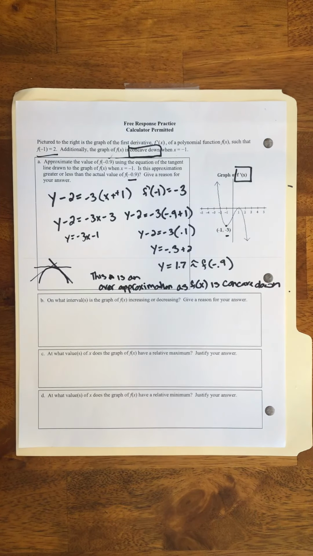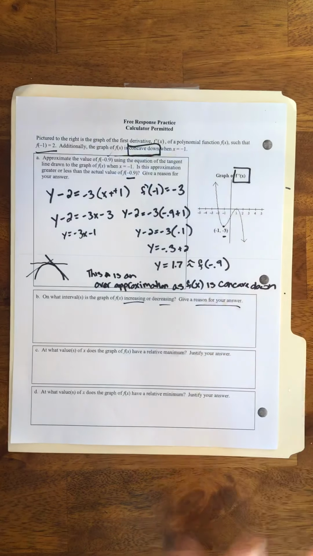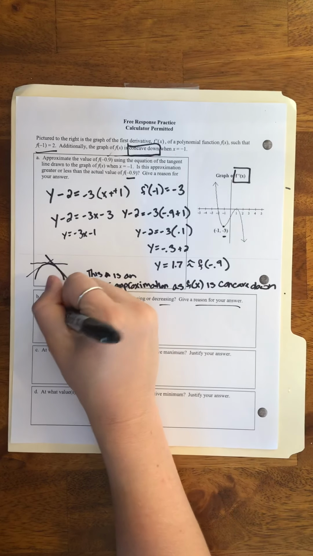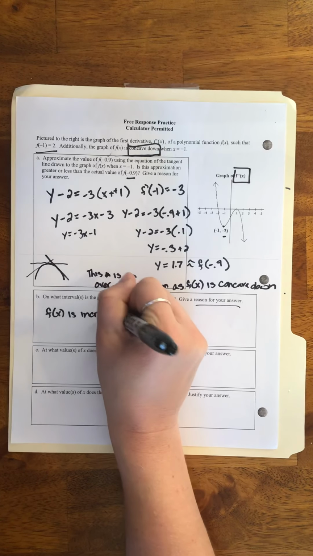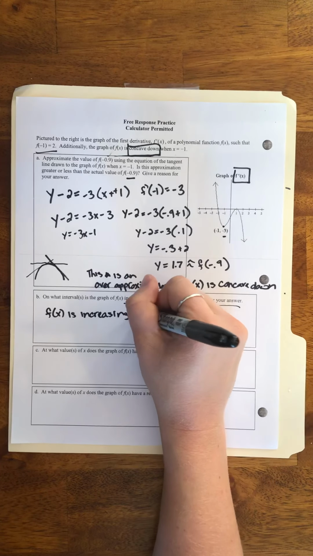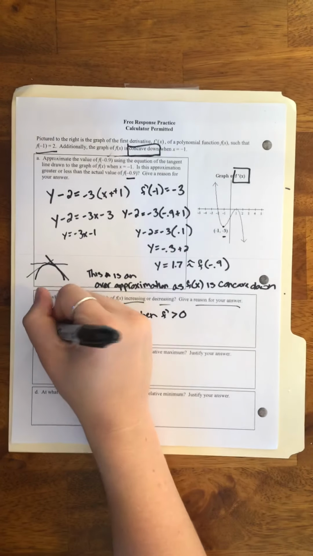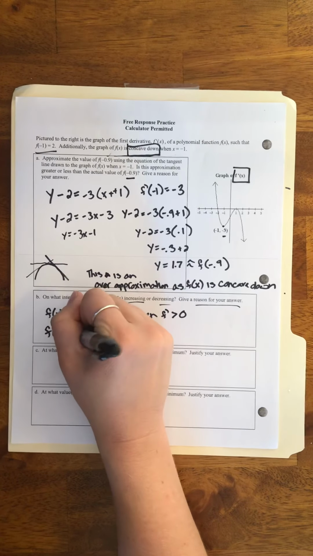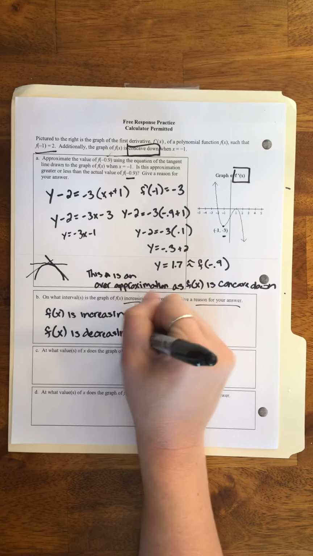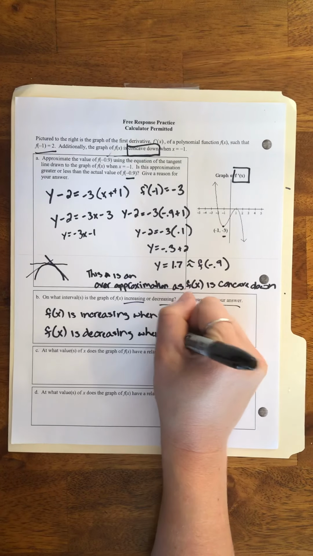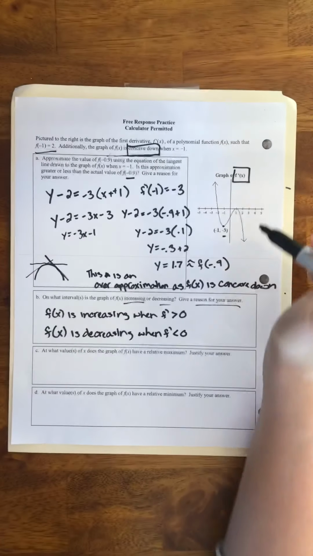The next one's talking about when is f of x increasing or decreasing, and give a reason. So I'm going to give a reason before I even look at the graph. I'm going to say f of x is increasing if a function is increasing, that means its slope is positive. If f of x is decreasing, when f prime is negative. So even if I got something wrong now, I would have the points for the justification.